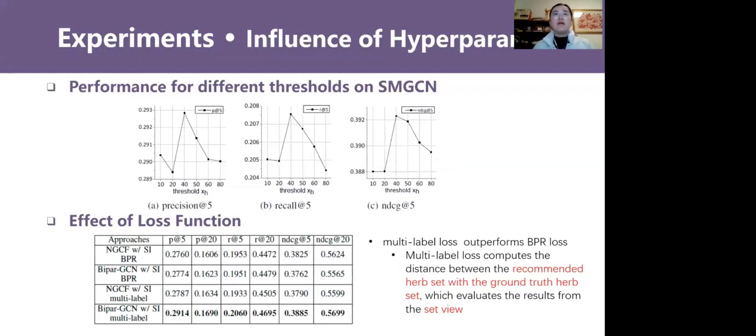Here are some key hyperparameters. The first is the threshold when constructing the synergy graphs. Taking the herb graph as an example, we can see that when the threshold XH equals 40, our SMGCN can achieve slightly better performance. We also compared our multi-label loss with the BPR loss. The results show that our multi-label loss outperforms the BPR loss. The reason may be that the multi-label loss computes the distance between the recommended herb set and the ground truth herb set, which evaluates the results from the set view.